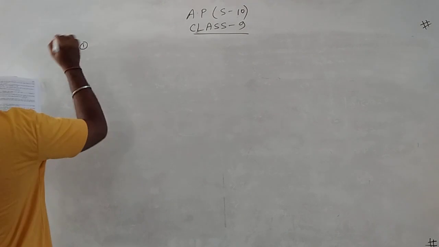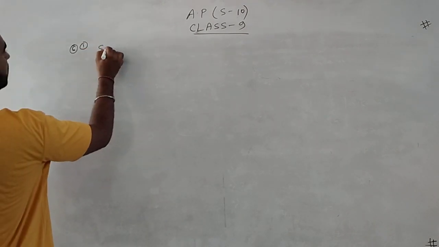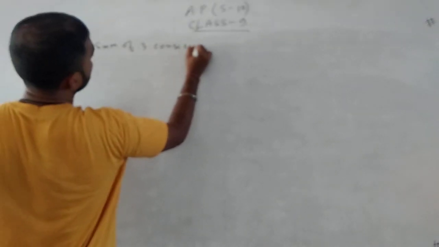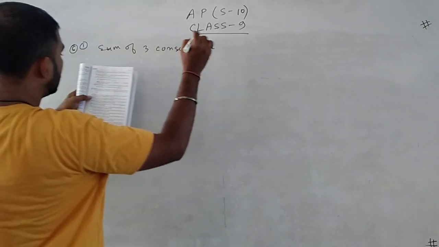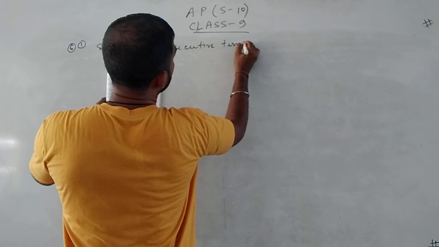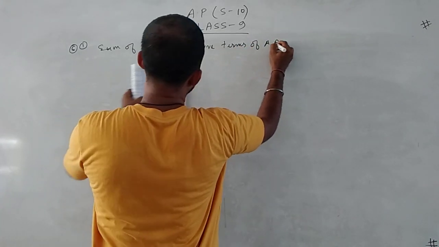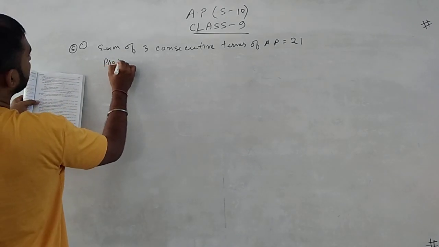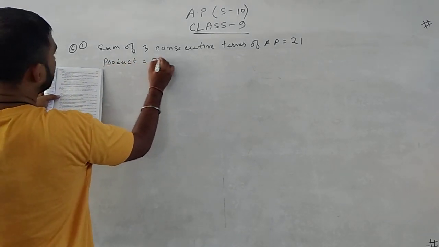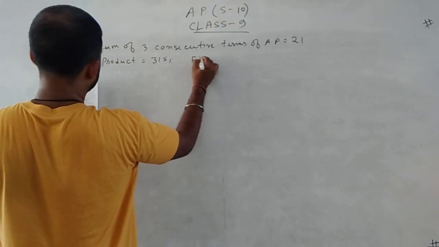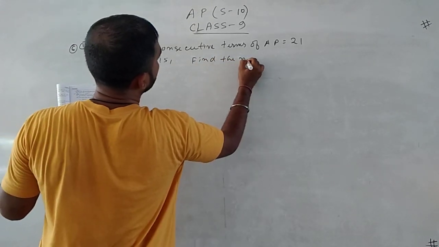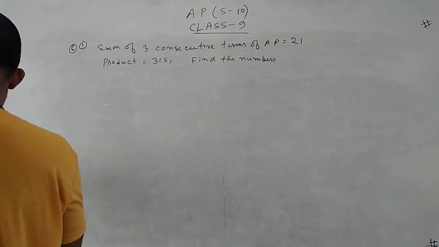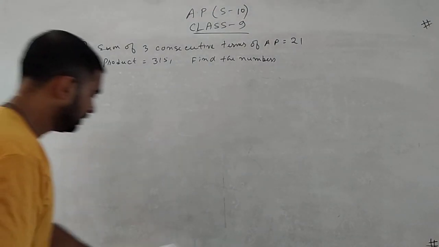I use a shortcut. The sum of three consecutive terms of an AP equal to 21, and the product equal to 315. Find the numbers.